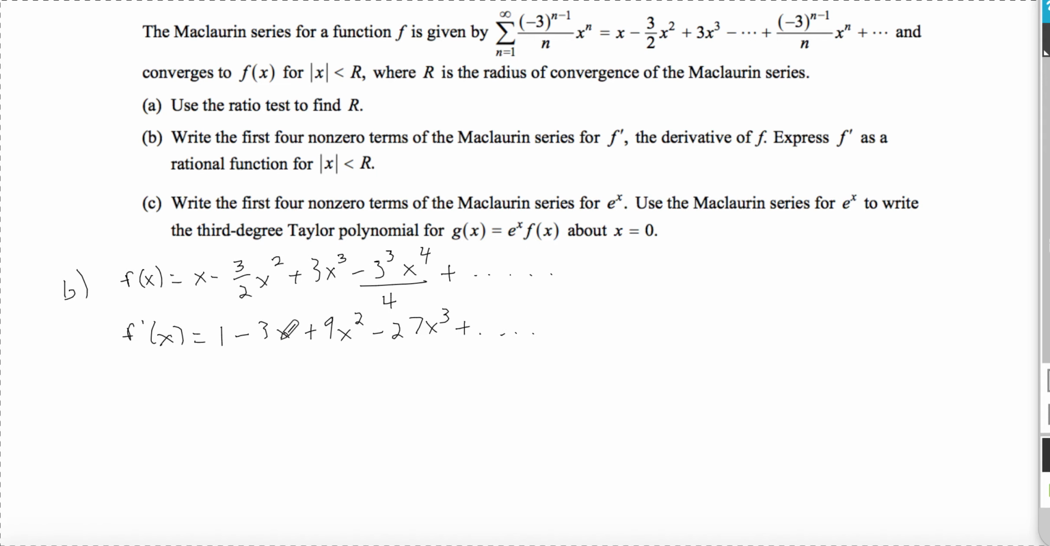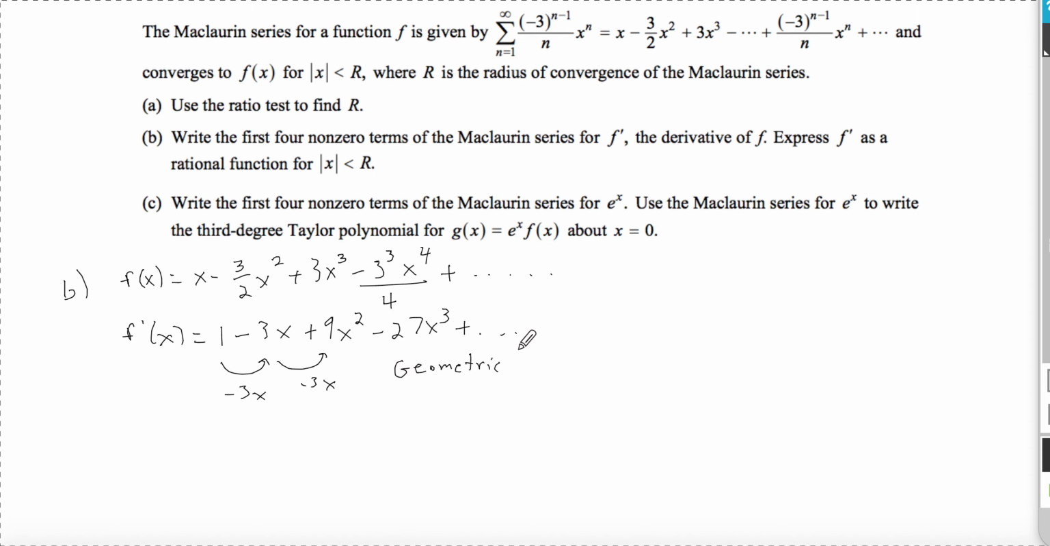Now we want to express this derivative as a rational function. Now here's the thing. I can recognize here, it seems like every time I step up a step here, I'm multiplying by negative 3x. 1 times negative 3x will give me negative 3x. Negative 3x times negative 3x will give me 9x squared, and so on and so forth. So this, to me, looks like a geometric series. And what do we know about geometric series?